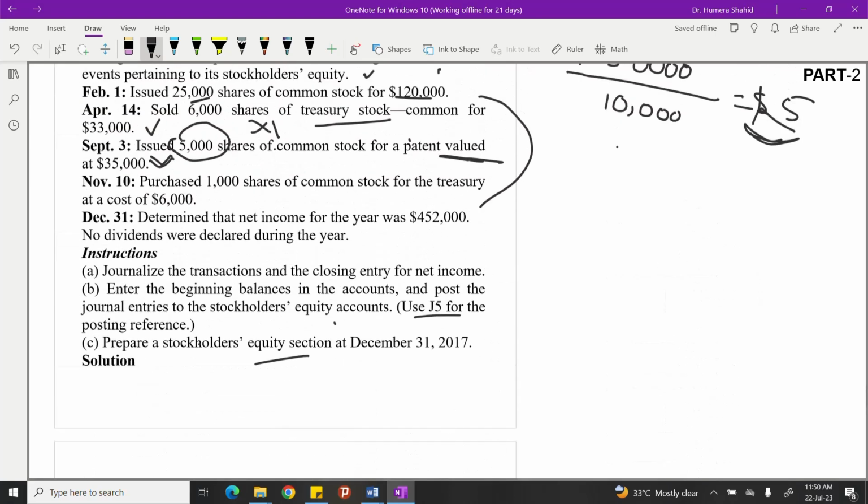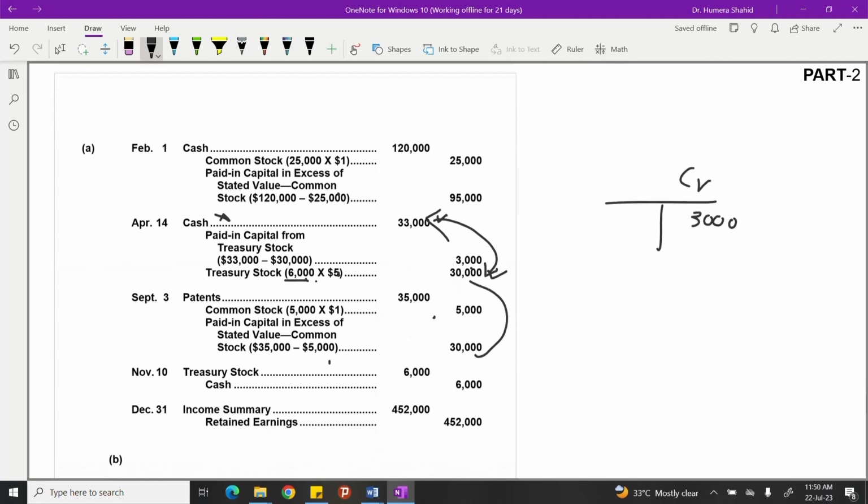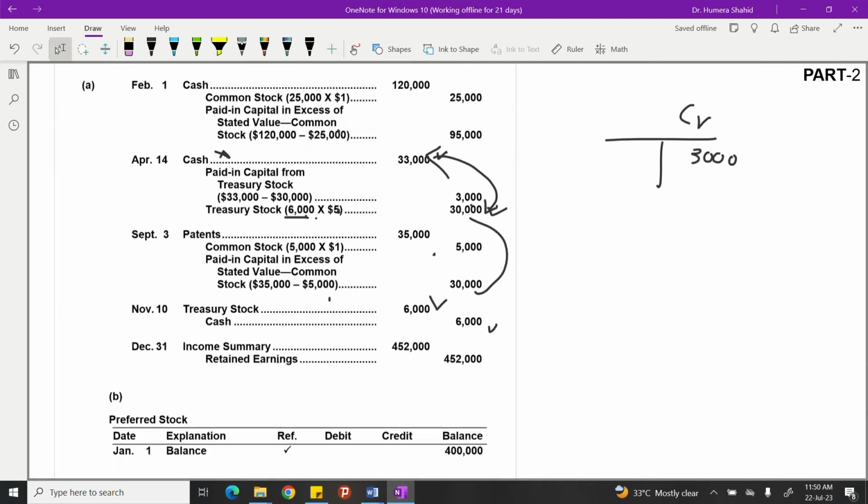Moving on to November 1st, purchased 1,000 shares of common stock for the treasury at a cost of 6,000. When you purchase, your treasury stock increases. So when you purchase it back, your treasury stock is 6,000 debit and cash gets credit. Finally, determine that the net income for the year is 452,000. No dividends were declared. So we have to journalize it and close it into the retained earnings account. Income summary gets debit and retained earnings gets credit.